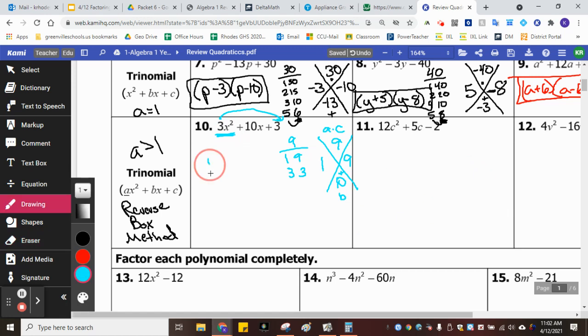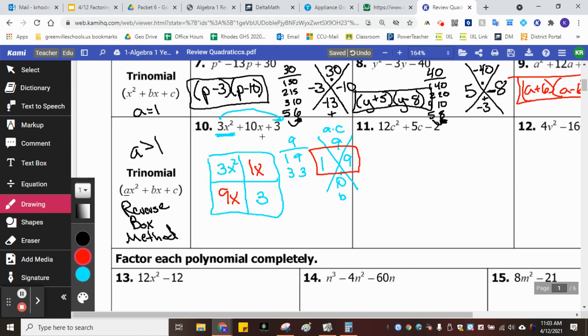So reverse box method. The first number, 3x squared, is in the top box. My last number is 3. The numbers we chose, 1 and 9, you have to add a variable with it because I have to add up to 10x. So 1x plus 9x gives me 10x. And then we take out the greatest common factor between 3x squared and 1x, which is x.